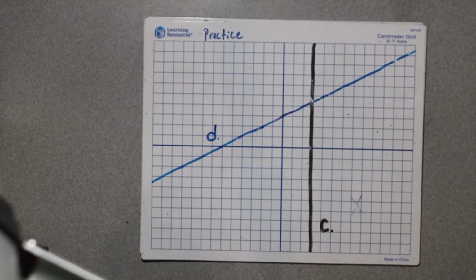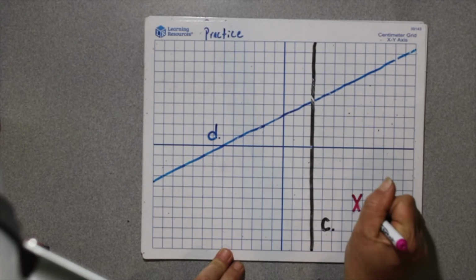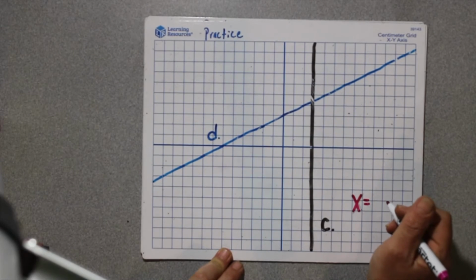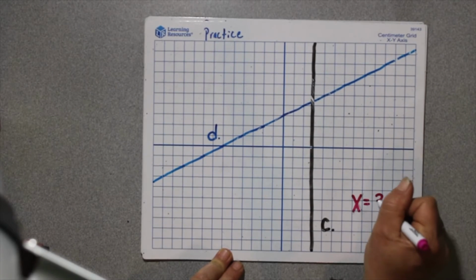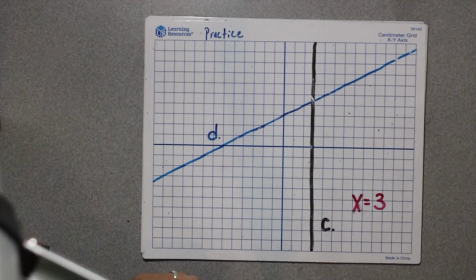Well, that's not working. Let's do it with this pink one. C is x equals 3. It's pretty easy. We just moved over on the x 3 spaces.